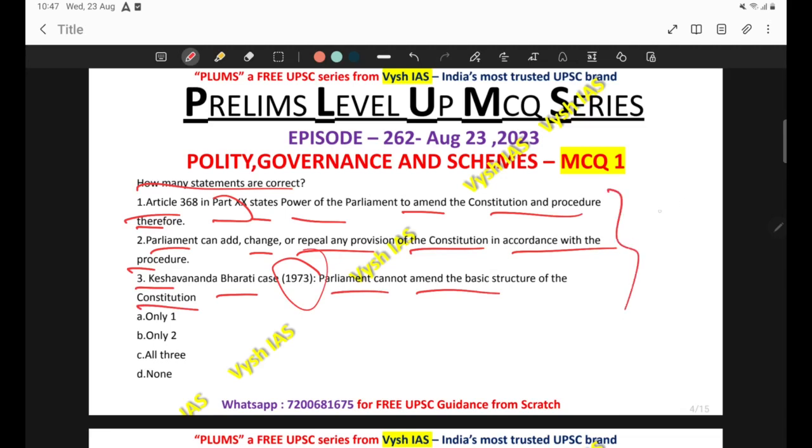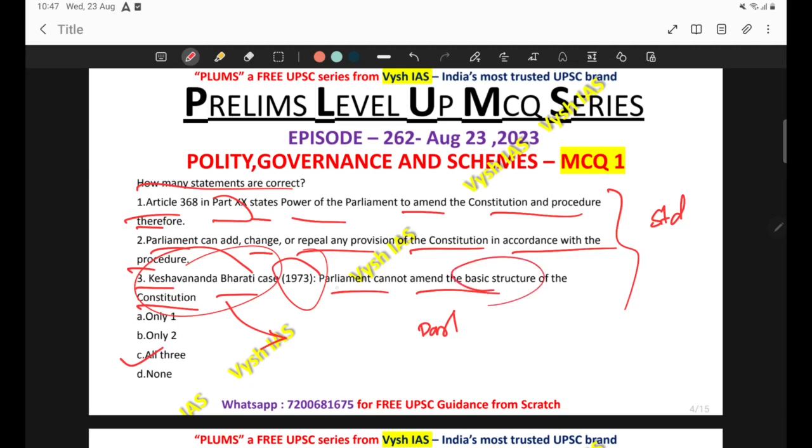So these are fairly standard statements from Lakshmikant, and it's a very important portion relating to Parliament and the amendment procedure, in which case this has evolved. So here all the statements are correct, fairly easy statements. So all the three statements are correct, and today's homework for you will be, you have to know the timeline of the evolution of this basic structure.